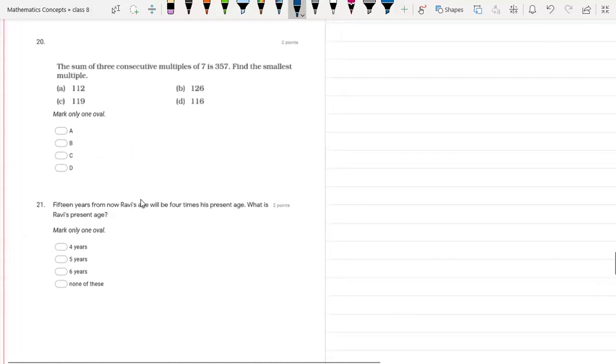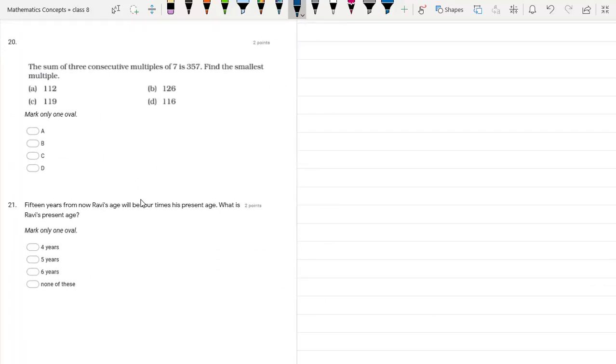Now, question number 20. The sum of 3 consecutive multiples of 7. First of all, what are 3 consecutive multiples of 7? Consecutive means in continuation. You can say 7 1s are 7, 7 2s are 14, 7 3s are 21. They are in continuation, so they are consecutive multiples of 7. But in this case, we don't know which consecutive multiples they are talking about. Maybe they are talking about 7 8s are 56, 7 9s are 63, and 7 10s are 70. These three also are consecutive. So how to decide?